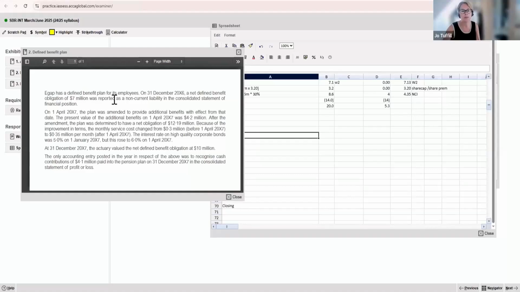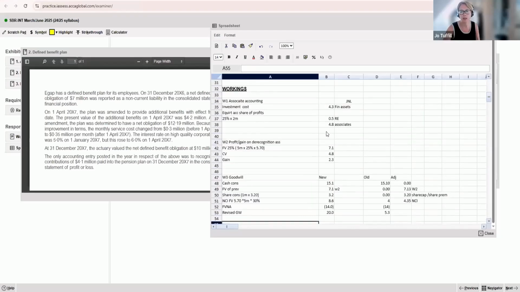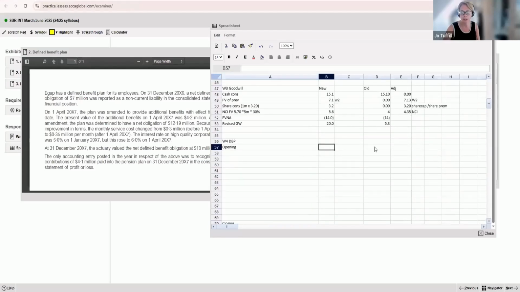So Egap has a defined benefit plan, and the net defined benefit obligation of 7 million was reported as a non-current liability. So in non-current liabilities, there is a pension. Now, there's obviously other non-current liabilities, but there's a pension. So the pension goes in, first of all, I always do it like this. If it's a deficit, I always put it in as a minus. So that's our opening position.